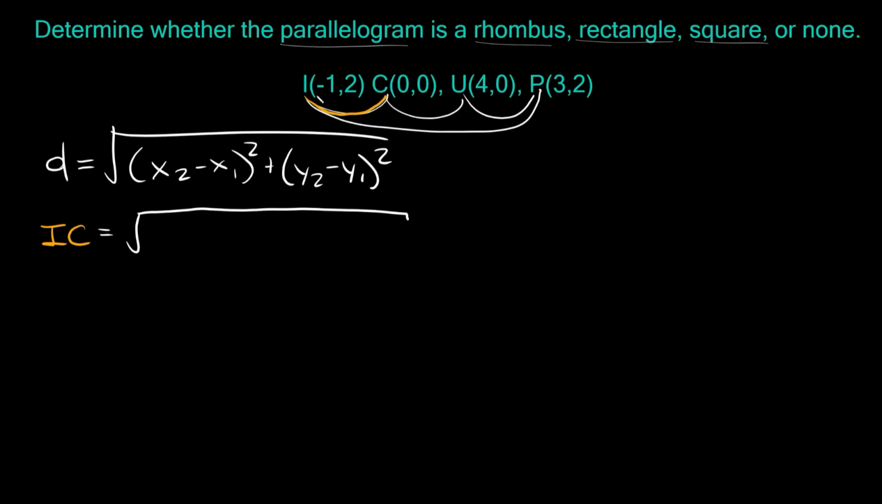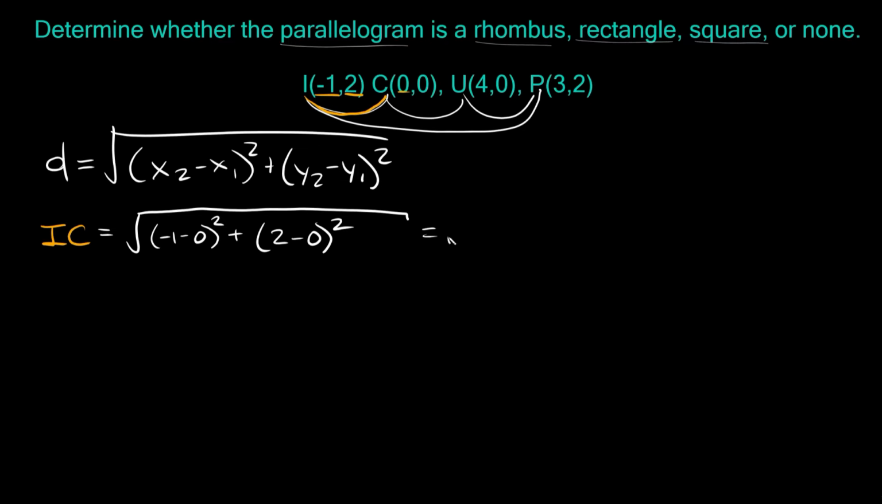First we're going to subtract the x coordinates. So let's say -1 minus 0, and we're going to put that in parentheses, and that's squared, plus, now we're going to subtract the y coordinates. So the y coordinate here is 2, so 2 minus 0, and that's also squared.